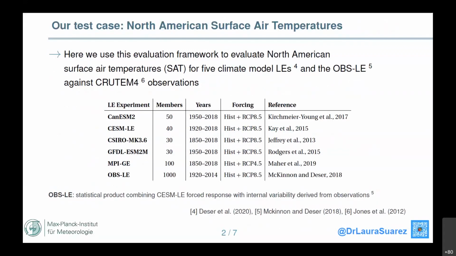To test this evaluation framework, I will use the case of North American surface air temperatures during the historical period. We will use North American SATs for 5 climate model large ensembles and the observational large ensemble, as you see in that table. For those of you not familiar with it, the observational large ensemble is a statistical product combining the forced response and an estimate of internal variability derived from observations. We will evaluate this climate data against observations from the CRU-TAM4 dataset.